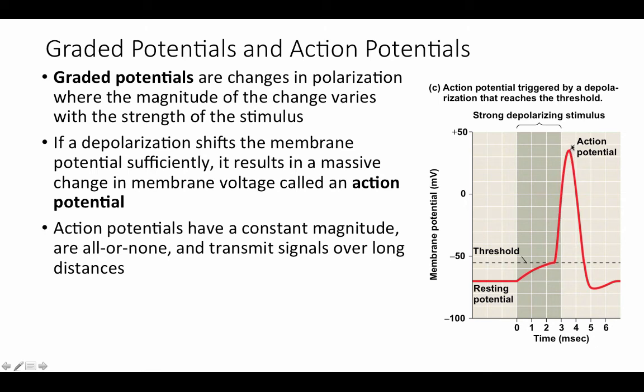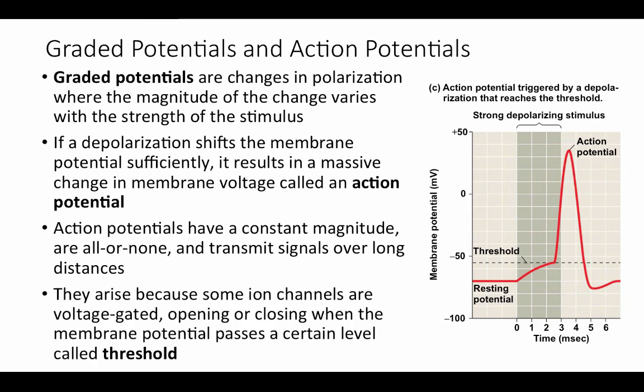So a constant magnitude. They're all or none. Once this threshold is reached, it's going to do this or it's not going to do this. There's nothing in between. And it's going to transmit that signal over long distances. Once that action potential is reached, it's going to be transmitted all the way along the length of the axon. These action potentials arise because some of these ion channels are voltage gated. So once this threshold voltage is reached, it's going to trigger the opening of these ion channels. And we'll look in much more detail at how this works in the next web lecture, which is specifically going to deal with action potentials.